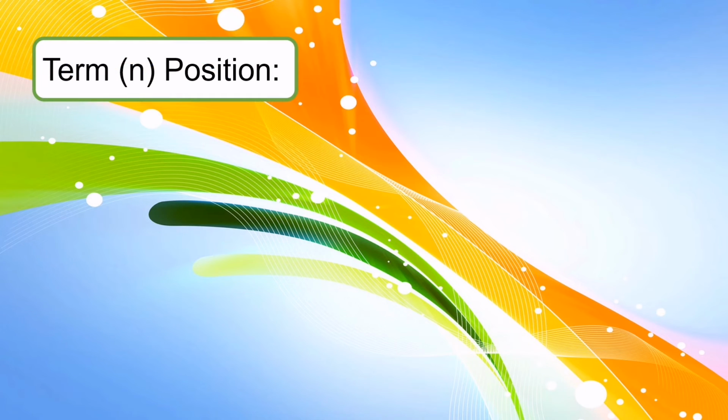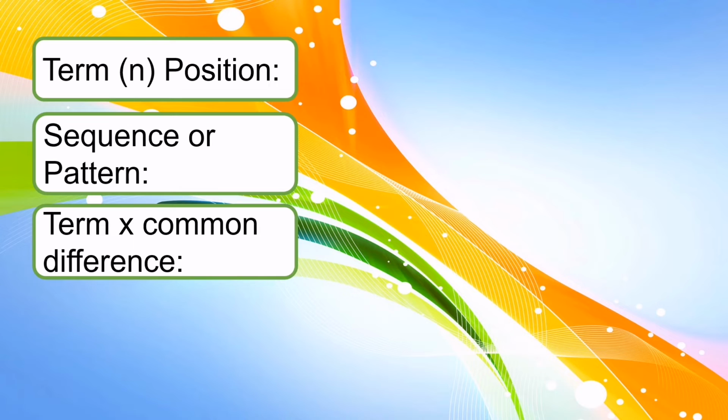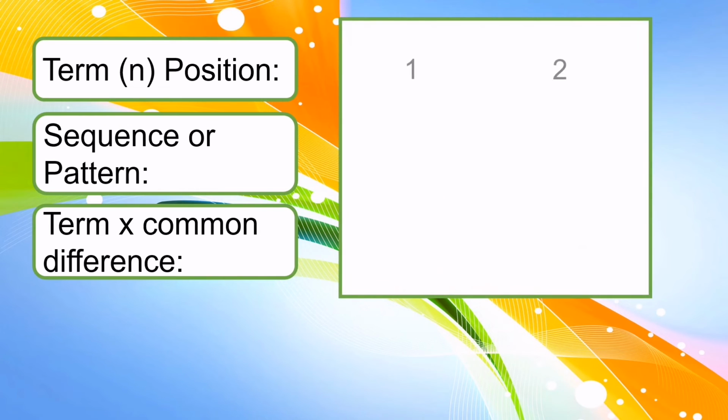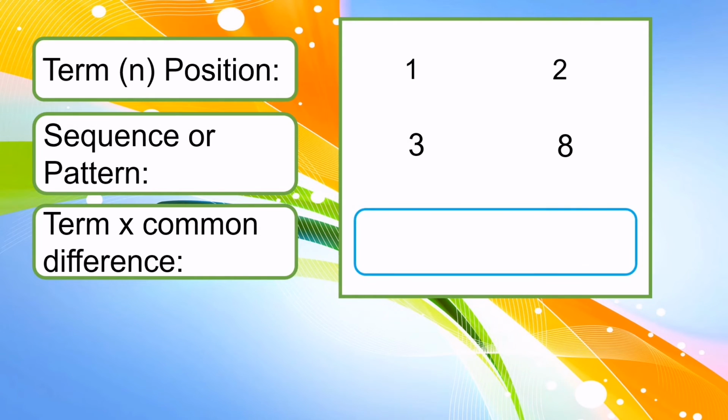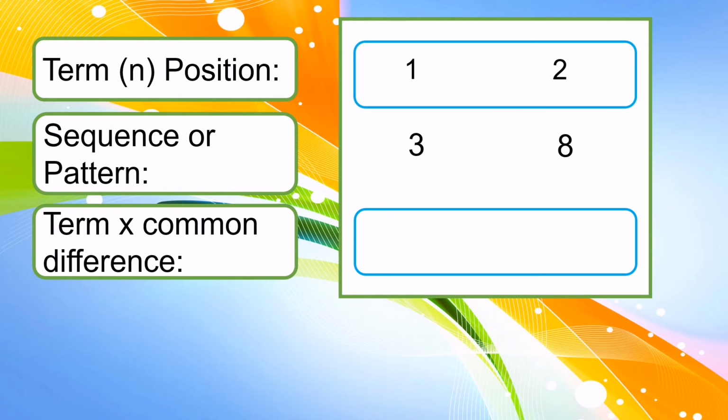Okay, so to find the rule, just follow again this format. That means first term and second term. Our first term is 3 and our second term is 8. So next step, to get the numbers here, just multiply the term here times the common difference, which is 5. So 1 times 5 is equal to 5 and 2 times 5 is equal to 10.